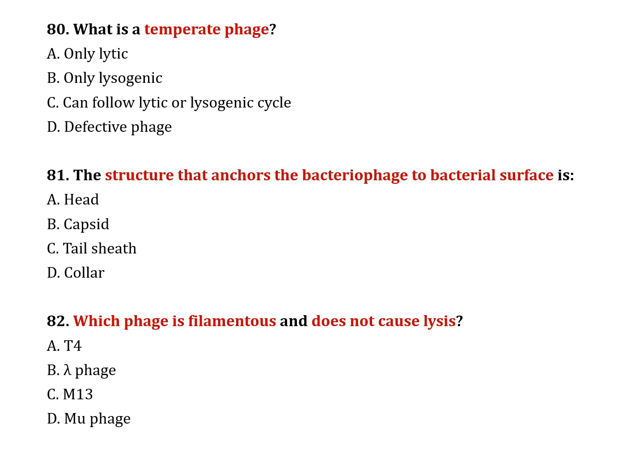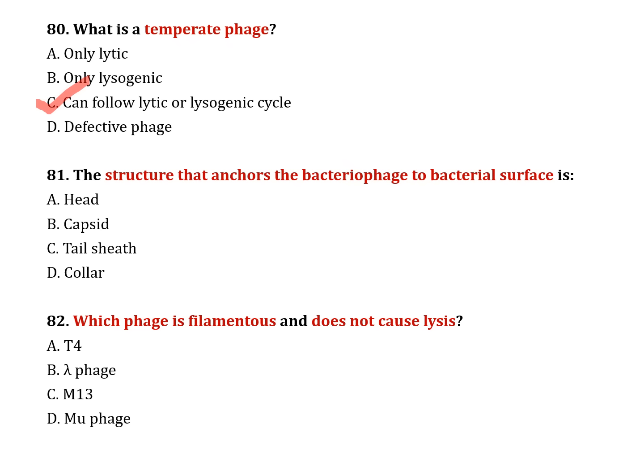The next question, number 80: What is a temperate phage? Option A, only lytic; option B, only lysogenic; option C, can follow lytic or lysogenic cycle; option D, defective phage. Correct answer is option C, can follow lytic or lysogenic cycle.